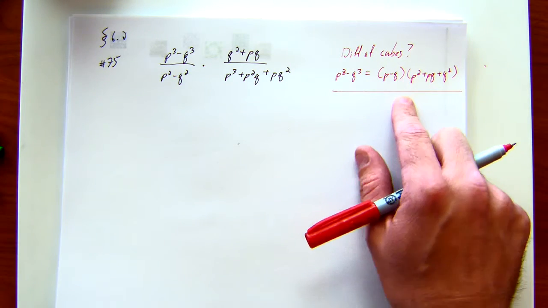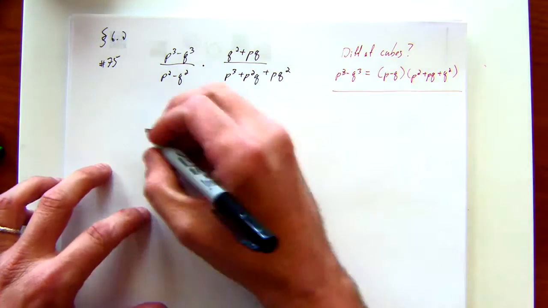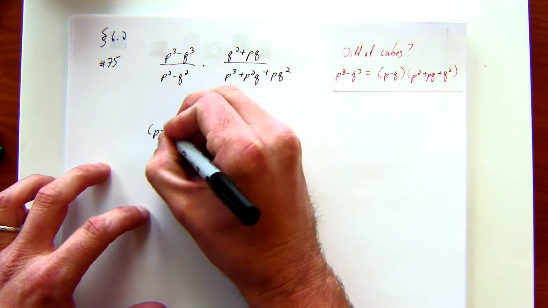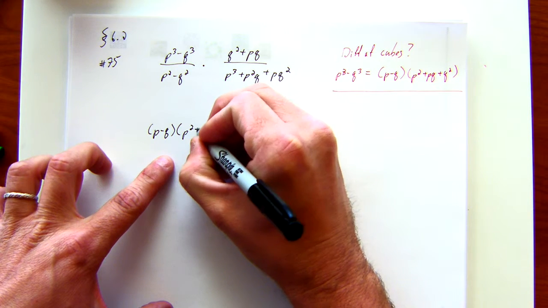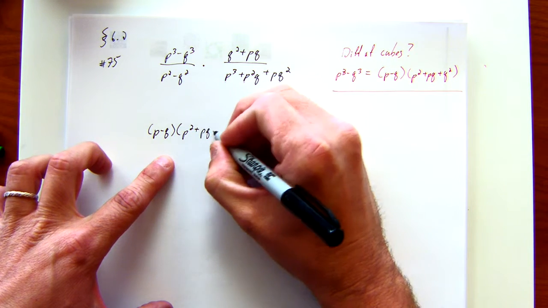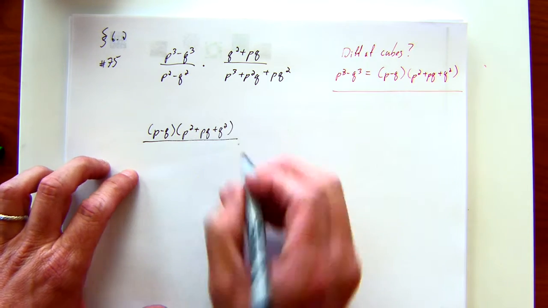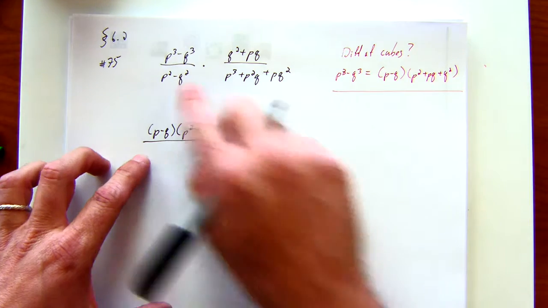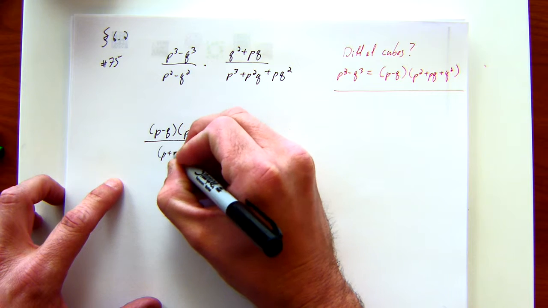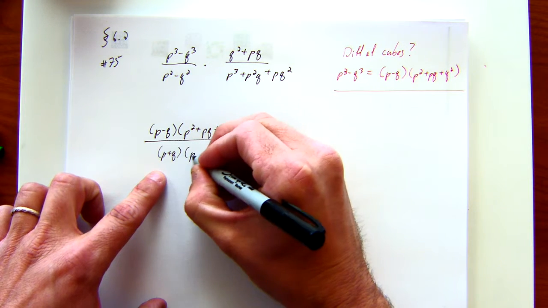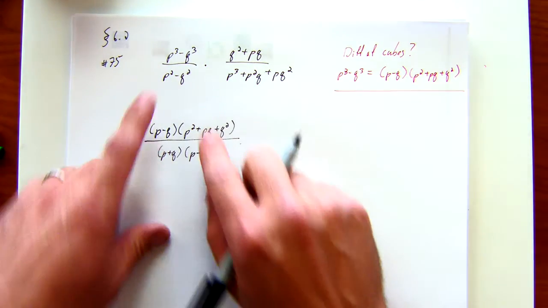This is the formula for difference of cubes. So the top here factors to exactly this: P minus Q times P squared plus PQ plus Q squared, all over... What does the bottom here factor to? P plus Q times P minus Q. This is a difference of squares. Now this formula you'll have to know.